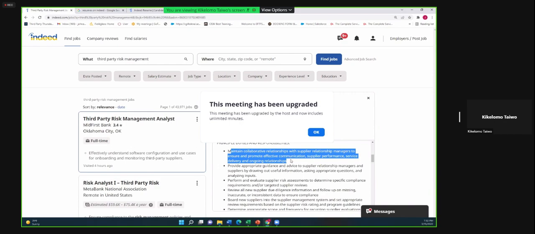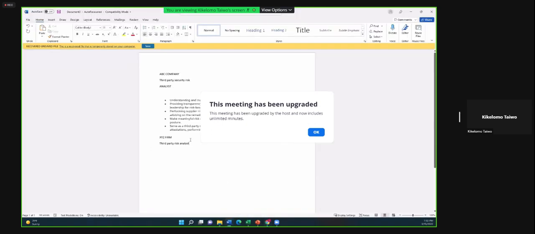Provide appropriate guidance and advice to supplier relationship managers by drawing out useful information. I can pick this to perform and evaluate supplier risk assessment to determine specific compliance requirements. Review all new suppliers. So I can just pick this. This is financial, but I'll tell you what I'm seeing. It's going to be a little bit hard for you to know this is financial, this is not. I will try and see.